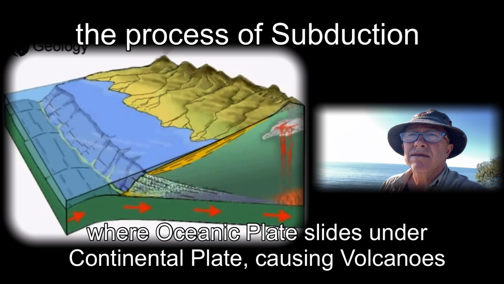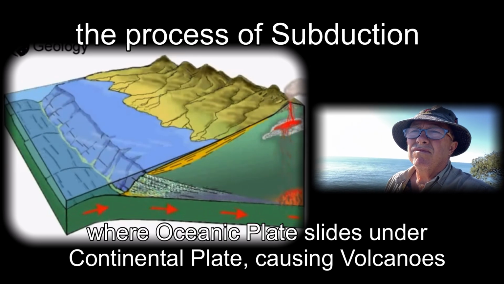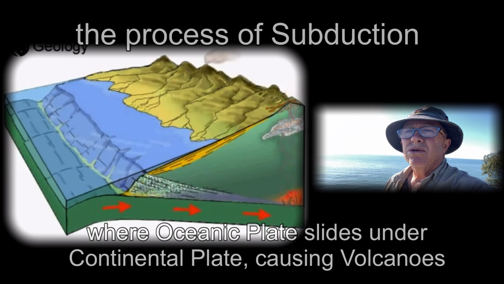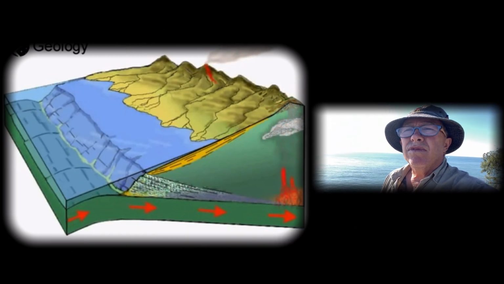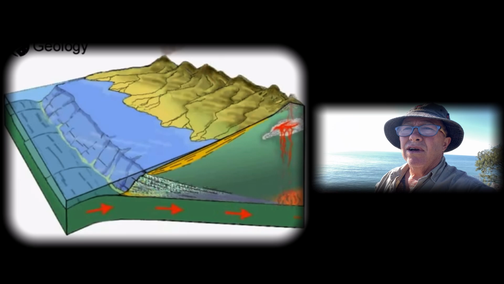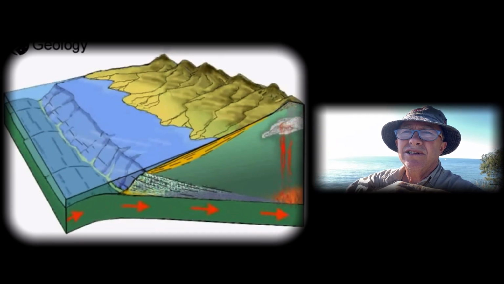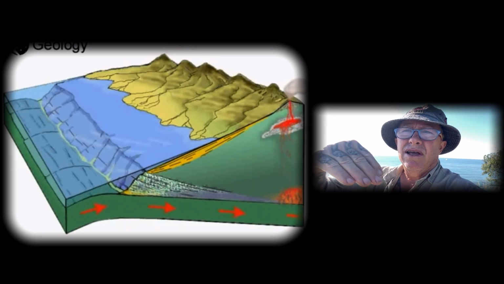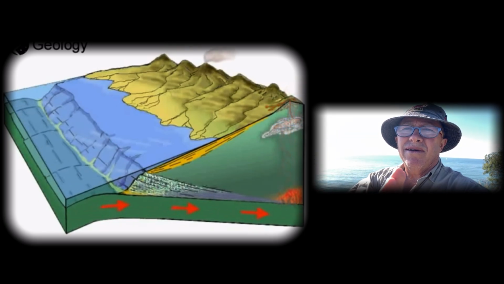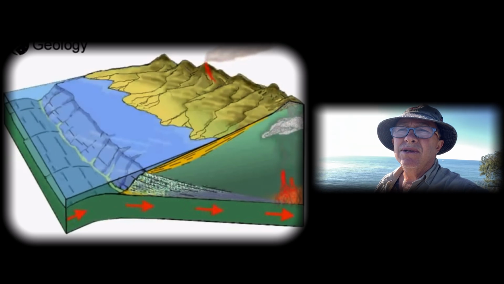These Andean type volcanic actions are caused by when the oceanic plate subducts under the continental plate, and then where it's subducting above it, the volcanoes form.